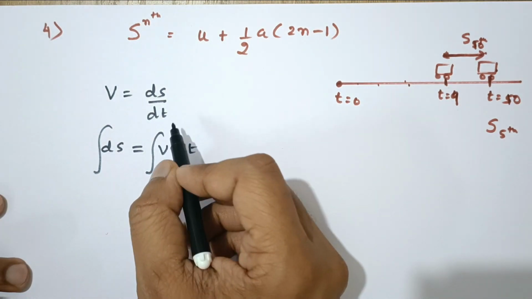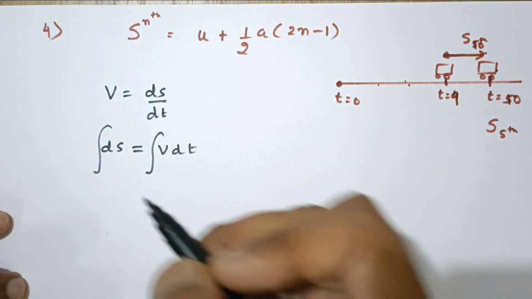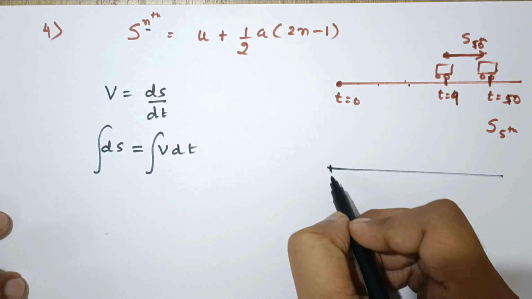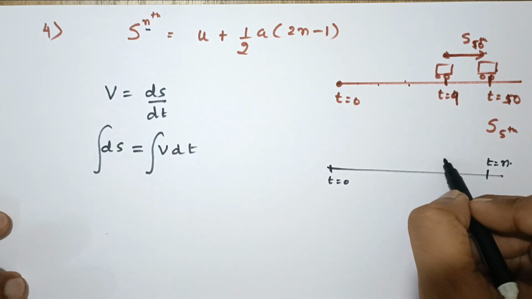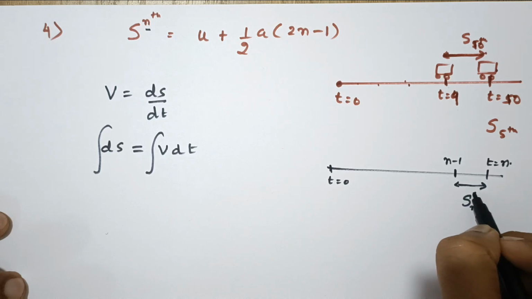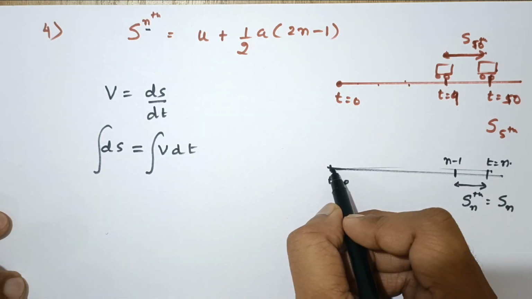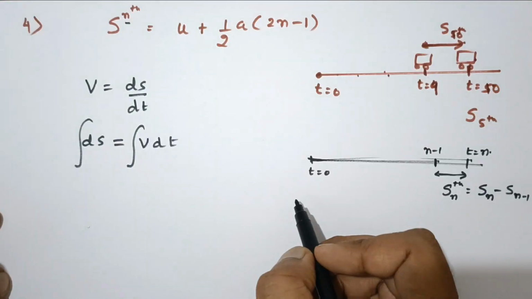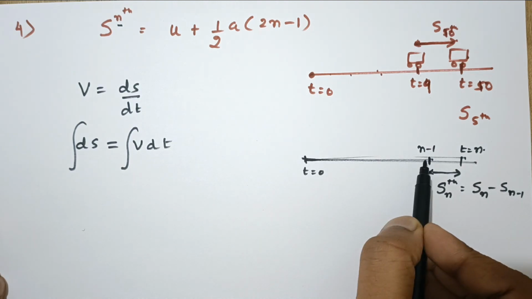Since the time limits are to be taken here and the displacement limits here, the time limit would be from, now I'm saying the distance traveled by the body in the nth second. So that means let the body go from time 0 to time n seconds, and the previous second was n minus 1. Then this gap itself is the distance traveled by the body in the nth second. That is, the distance traveled by the body in n seconds completely minus the distance traveled by the body in n minus 1 seconds. So this total gap minus this gap is your answer.